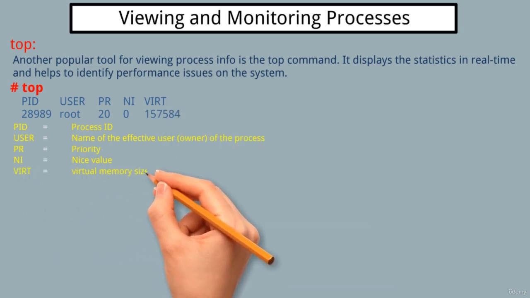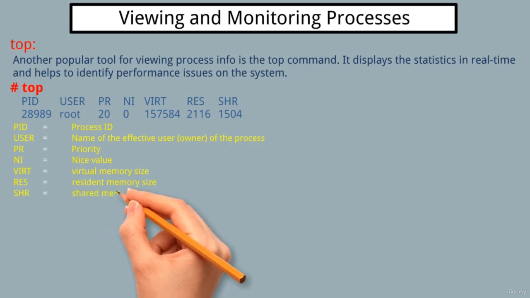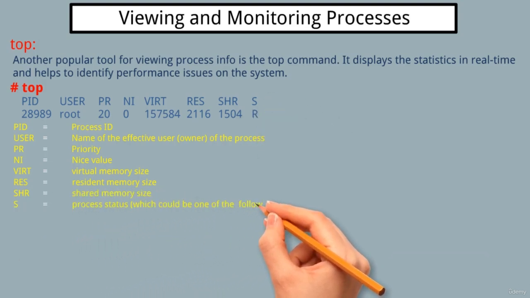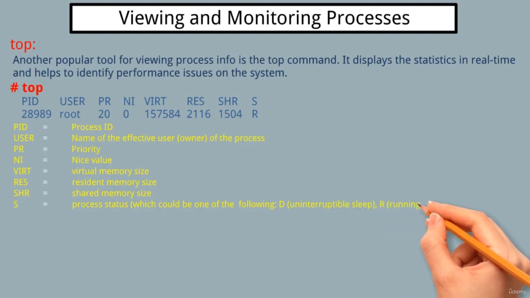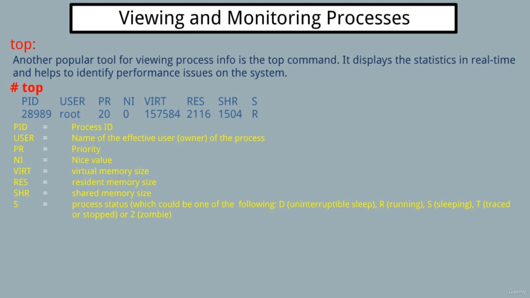VIRT stands for virtual memory size. RES is resident memory size. SHR is the shared memory size. S is the process status. The process can be in different statuses. For example, if you see an uppercase R, that means the process is running. If you see an S, that means the process is sleeping.